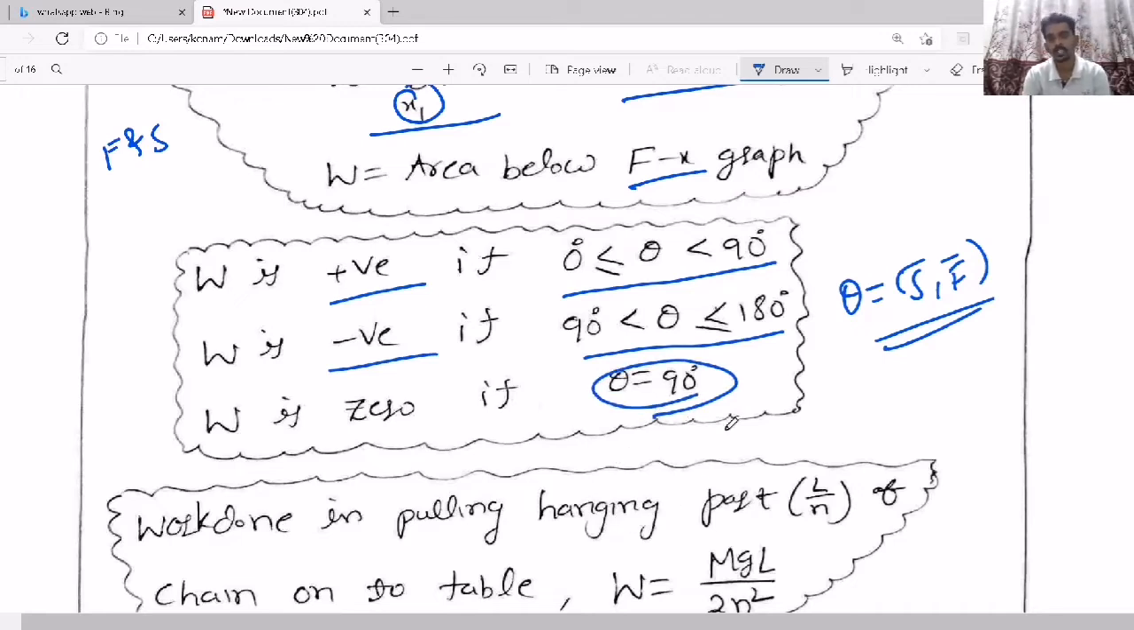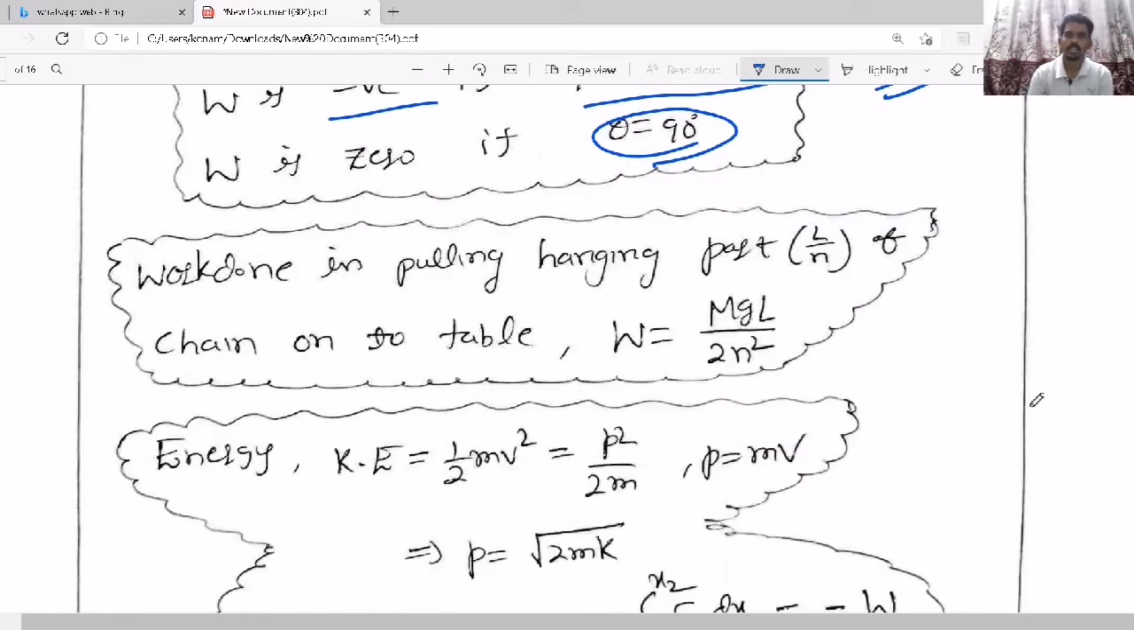So that is the work done by a force. What is the work done if it is constant? What is the work done if it is variable? Now after that, one question usually they will ask. I have given a formula, but it is like a question. You can remember it like a shortcut formula.